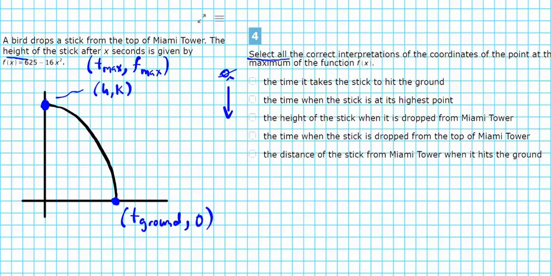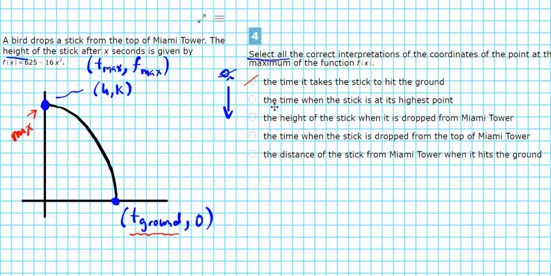So this is where we're focusing on. This is the maximum. This is our focus. So what's the significance of this? T max, F max, the time it takes this stick to hit the ground. That is T ground right here. From this time T max to T ground, the time it takes, that's the significance of the x coordinate of the y-intercept. That is not what we're asked for.